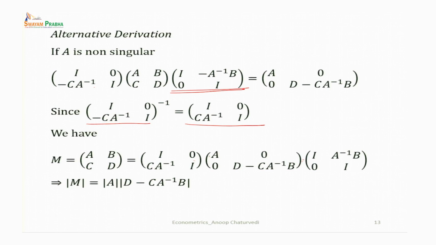Then the determinant of this matrix is determinant of A into determinant of D minus C A inverse B, and again the determinant of this matrix is 1. So, you get determinant of M equal to determinant of A into determinant of D minus C A inverse B. So, you get this result also.